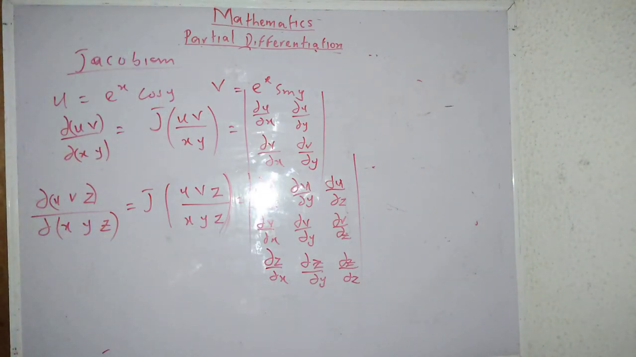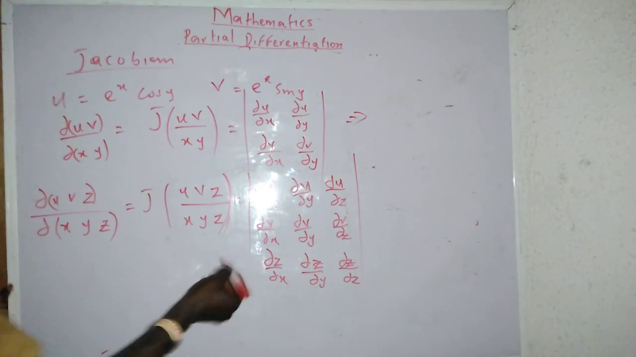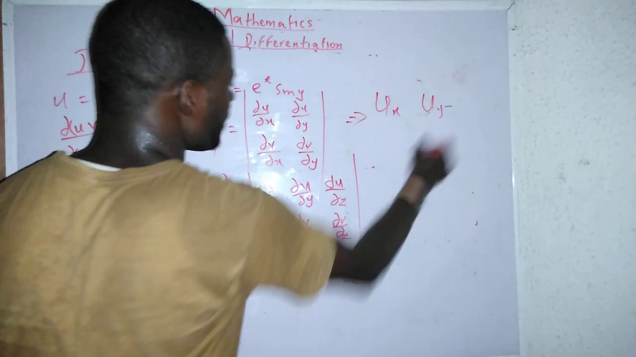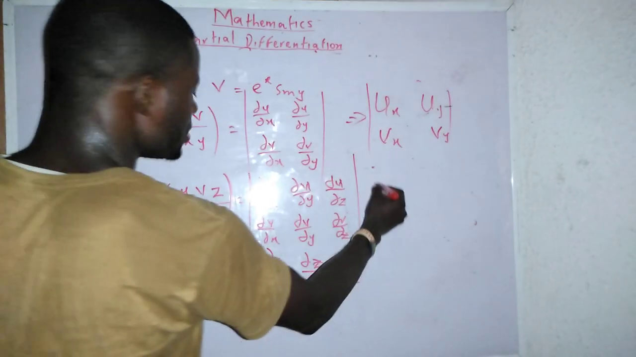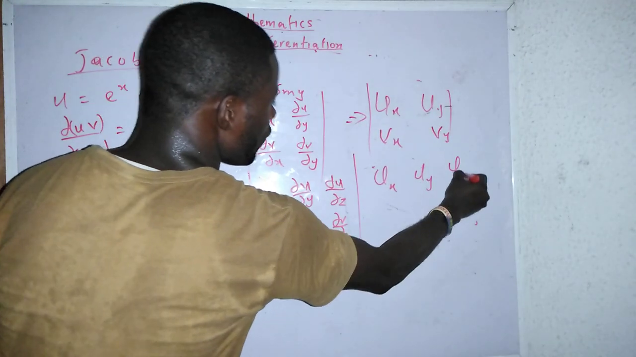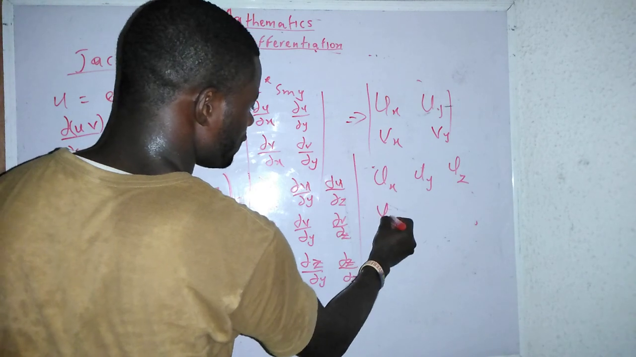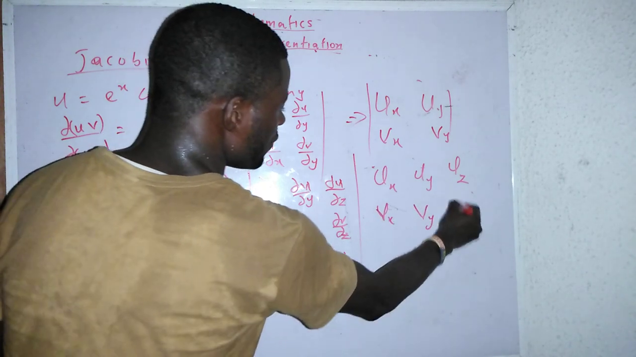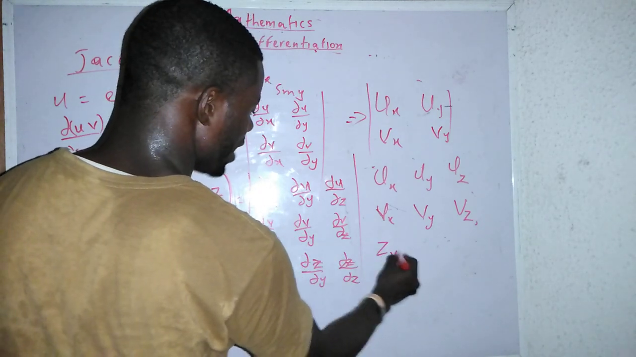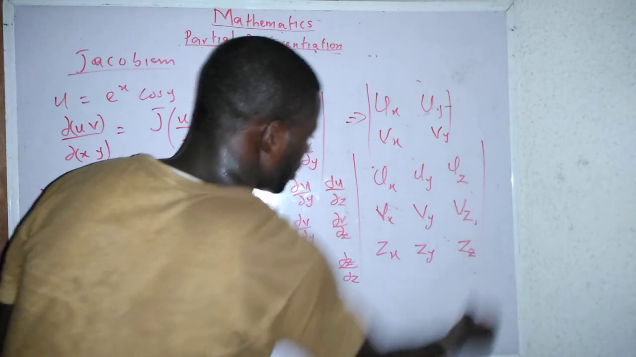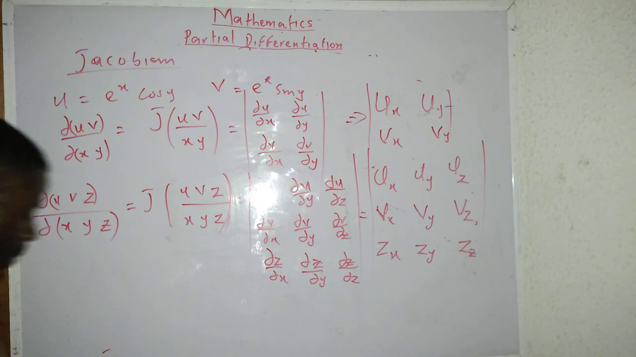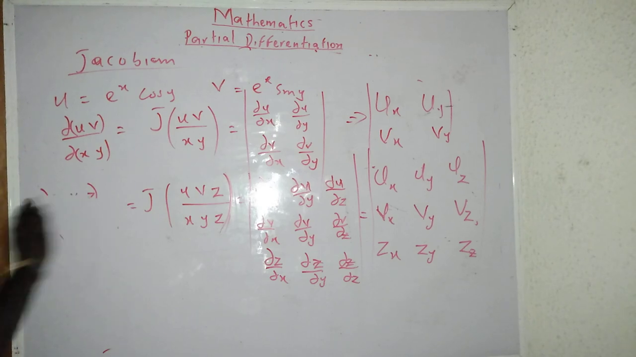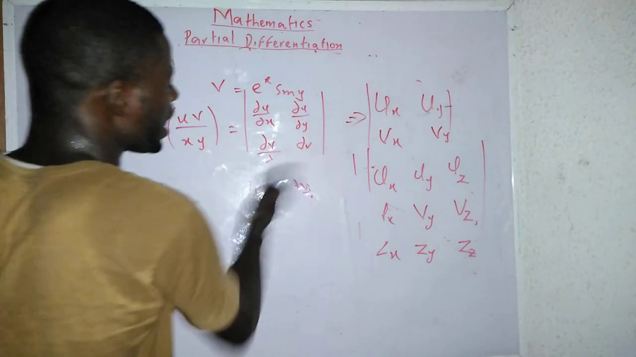Now, I will find the determinant. By so doing this, I'm referring to Jacobian. Now, all this, I can manage my space by having u_x, u_y, and also v_x, v_y, which is the first one. Also, my second one, I can say I have u_x, u_y, u_z, and v_x, v_y, v_z, and z_x, z_y, z_z. They are the same thing. Now, all these are of Jacobian. Now, let me give an example so that we'll be able to understand this particular aspect of Jacobian.